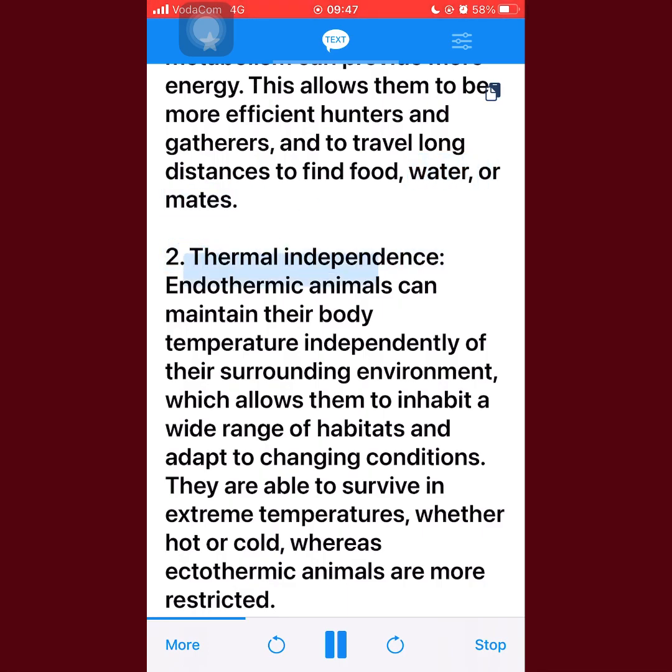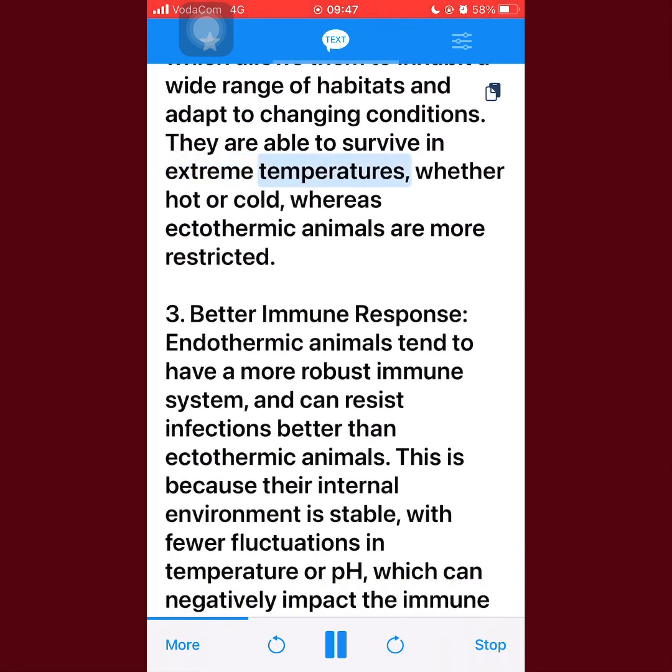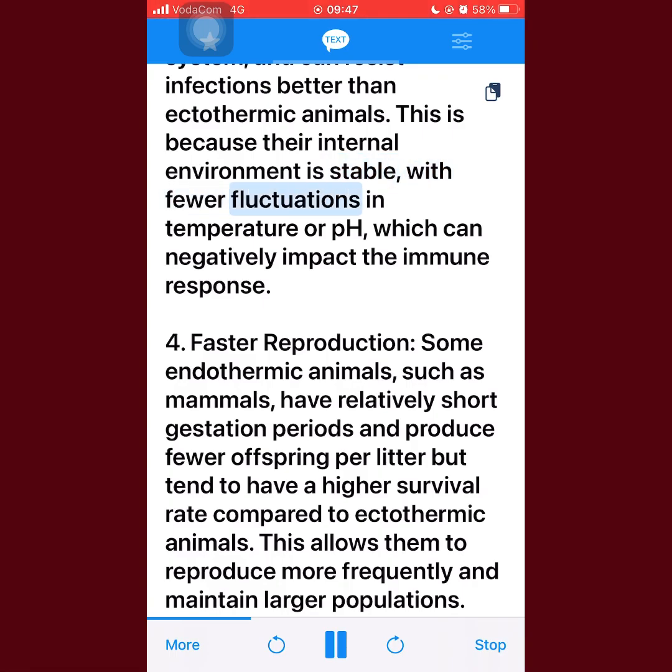2. Thermal independence. Endothermic animals can maintain their body temperature independently of their surrounding environment, which allows them to inhabit a wide range of habitats and adapt to changing conditions. They are able to survive in extreme temperatures, whether hot or cold, whereas ectothermic animals are more restricted. 3. Better immune response. Endothermic animals tend to have a more robust immune system, and can resist infections better than ectothermic animals. This is because their internal environment is stable, with fewer fluctuations in temperature or pH, which can negatively impact the immune response.